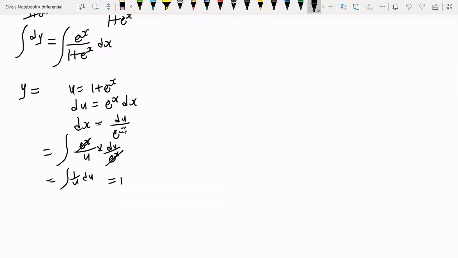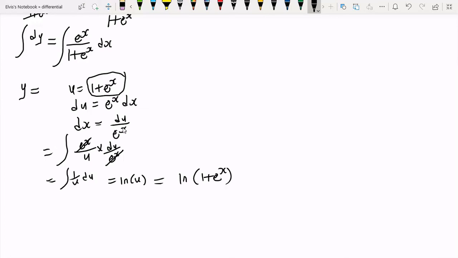This is basically equal to ln of u. Okay, so what is u? U is 1 plus e raised to the power of s. So this is ln of 1 plus e raised to the power of s.